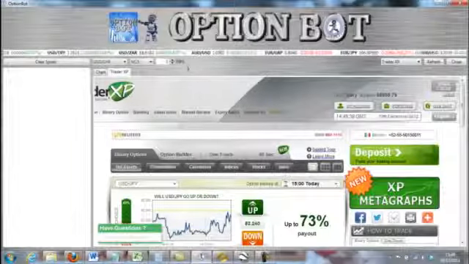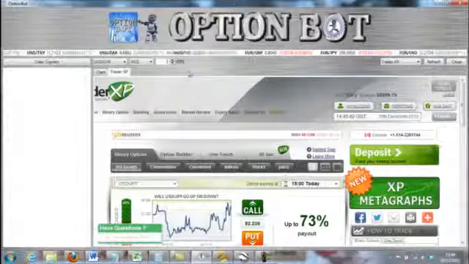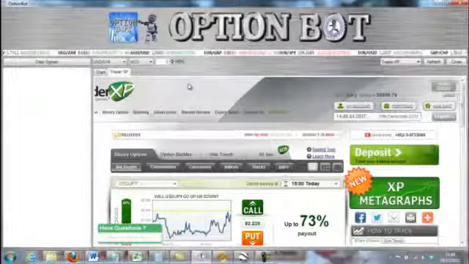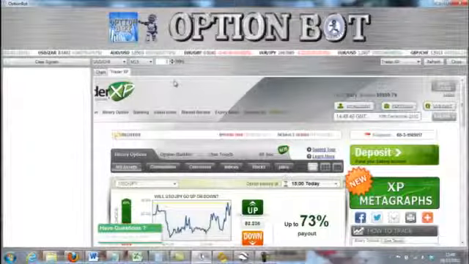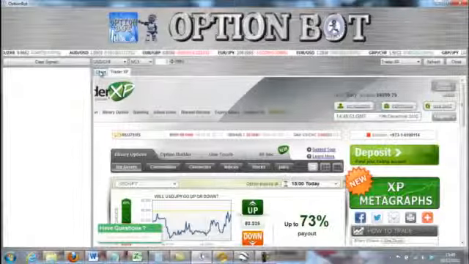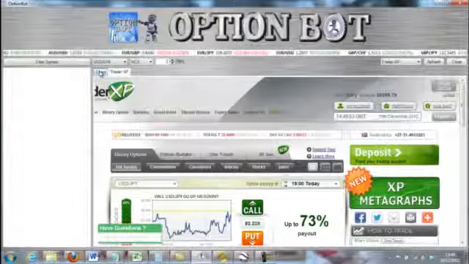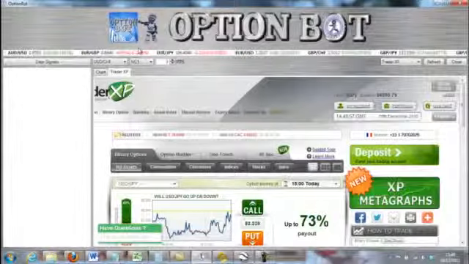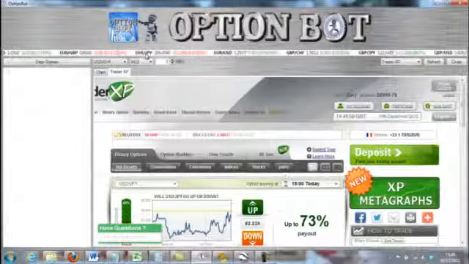So the first thing that I want to talk about is how I'm going to be trading on OptionBot. I have had the advantage of using OptionBot for over 2 months. Today is the 10th of December 2012. What I'll do is I'll tell you a little bit about what I do and why I do it. Firstly, OptionBot, the video on their website shows you how to use the software.